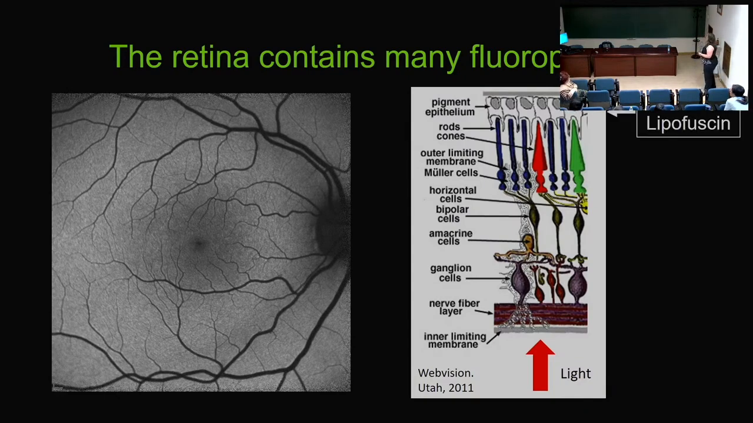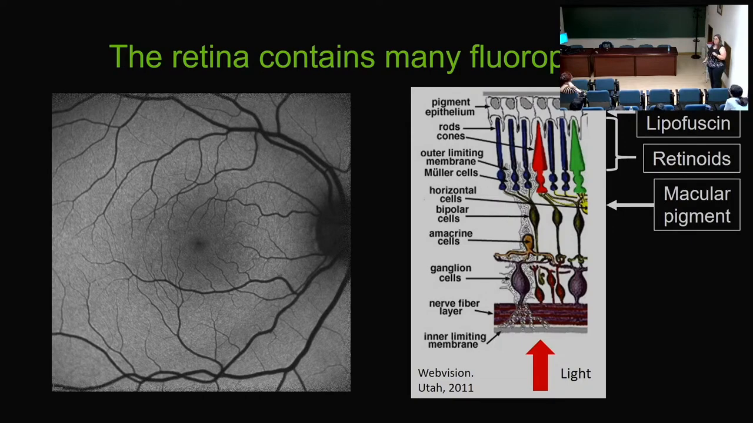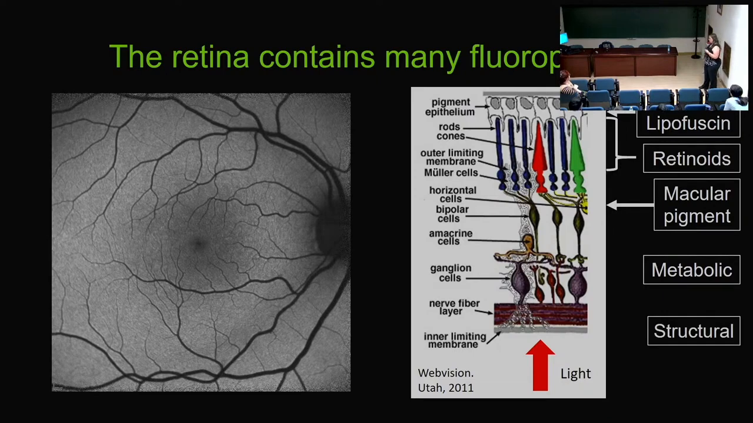But lipofuscin is not the only fluorophore within the retina. Within the RPE cells, you also have melanin, which fluoresces. There's fluorescence coming from the retinoids within the visual cycle, within the photoreceptors in the RPE. You can get fluorescence from macular pigment located in the fovea. Now, here in these particular images, it looks dark because the macular pigment's absorbing some of the visible light, but macular pigment itself will actually also fluoresce. You have metabolic fluorophores, NADH and FAD, involved in all cells throughout the retina, as well as a lot of structural molecules such as collagen and elastin that are also autofluorescent.